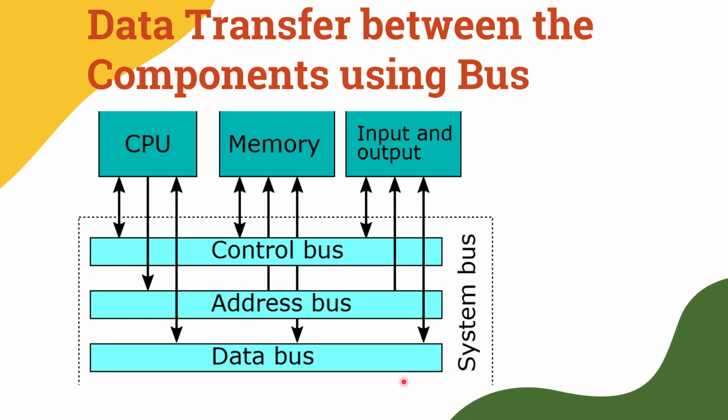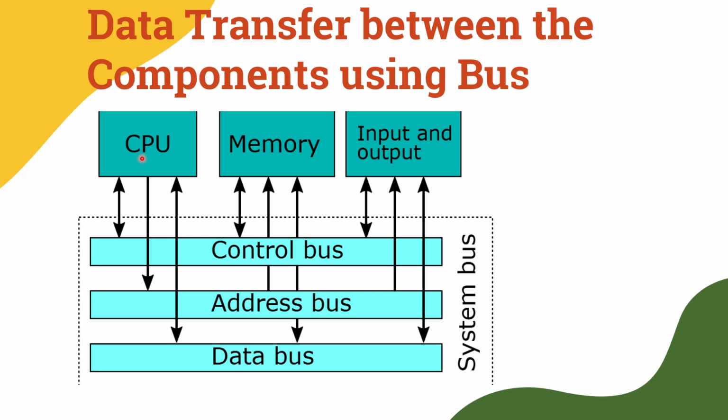So in this diagram we shall see how the CPU and the other components communicate with each other. This diagram explains the communication between the different components of the computer system using the system bus. Here we see three units: the CPU unit, the memory unit, and the input and output unit. And we see three different types of system bus: the address bus, data bus, and the control bus. Together we call it the system bus.